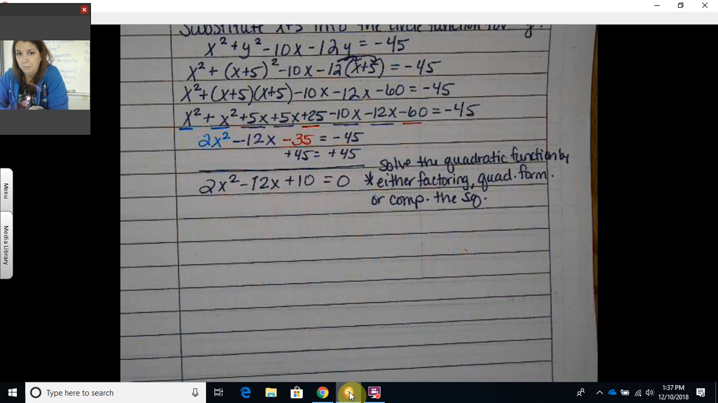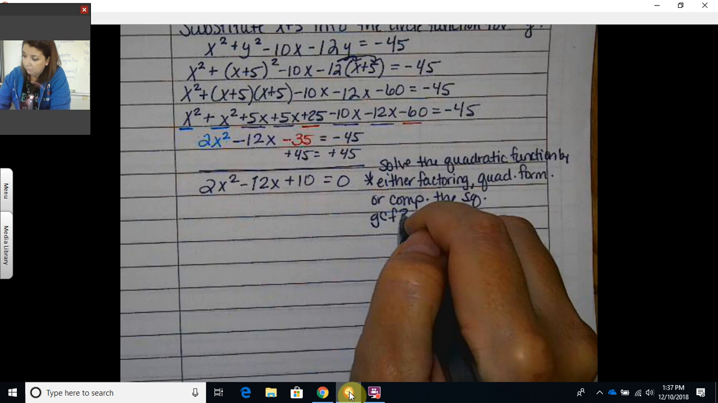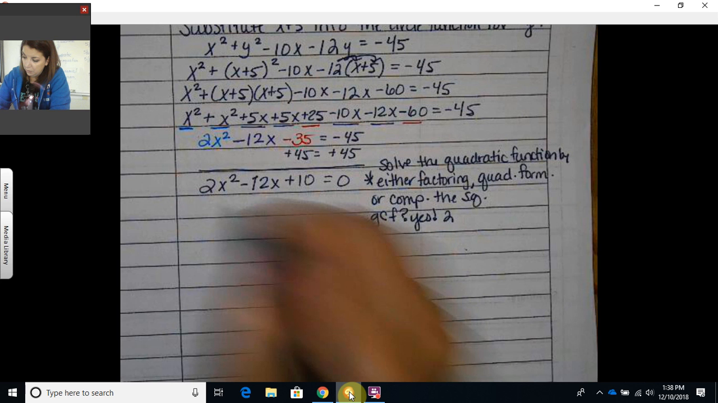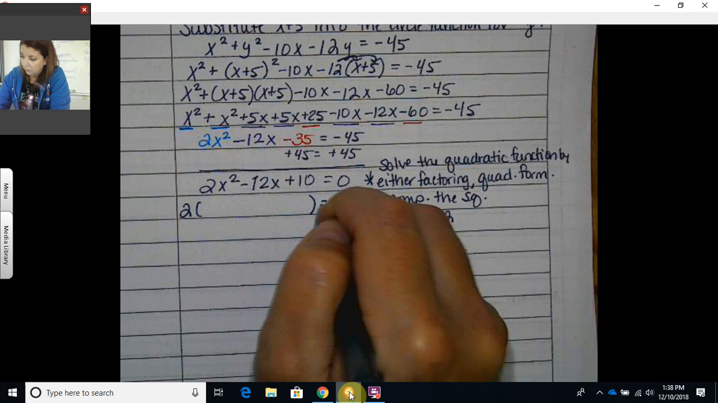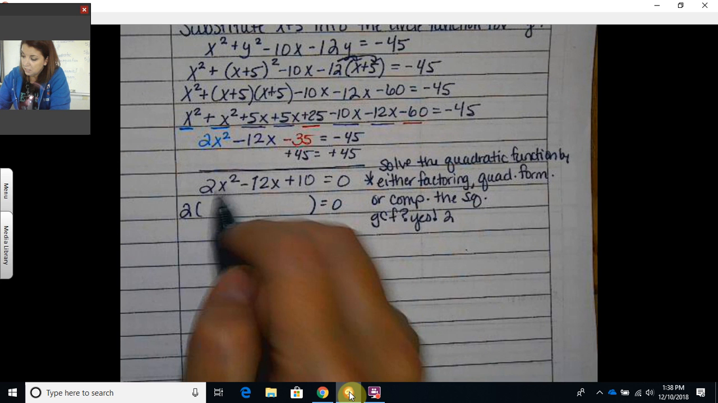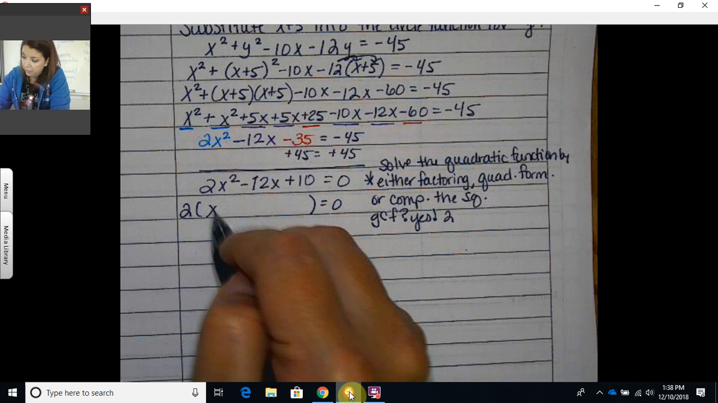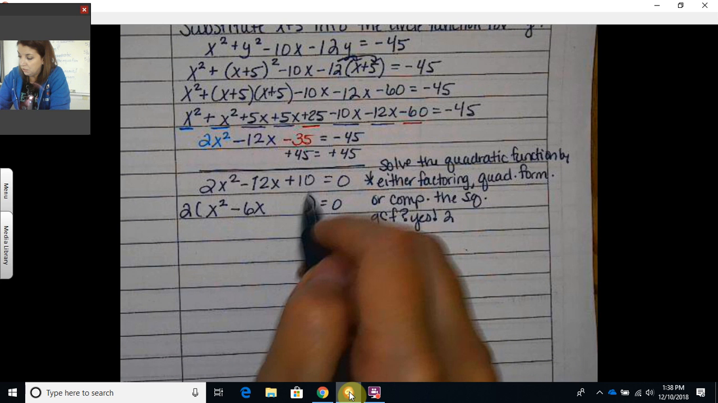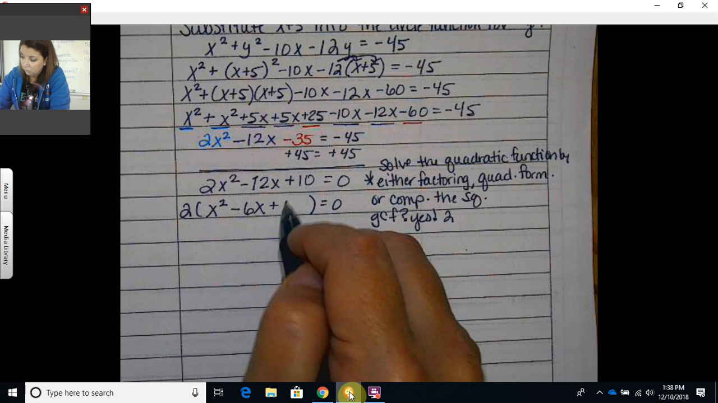So if I'm going to factor, we always look for a GCF. Do we have a GCF? Yes. What is it? 2. So we're going to factor it out. So remember, we put the GCF outside the parentheses, and we divide each term by the GCF to see what's left. So 2x squared divided by 2 is x squared. Negative 12x divided by 2 is negative 6x. Positive 10 divided by 2 is positive 5.